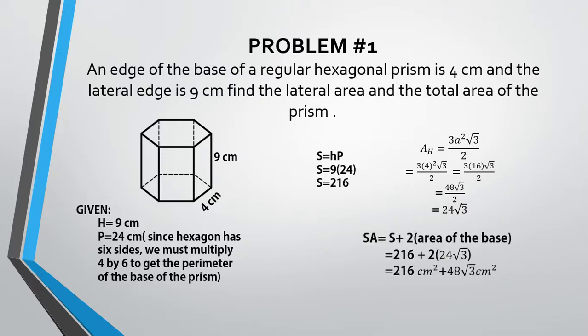Now, we substitute the lateral area and the area of the base. 216 plus 2 times 24 square root of 3 is equal to 216 centimeters square plus 48 square root of 3 centimeters square. That's the total area of the prism.